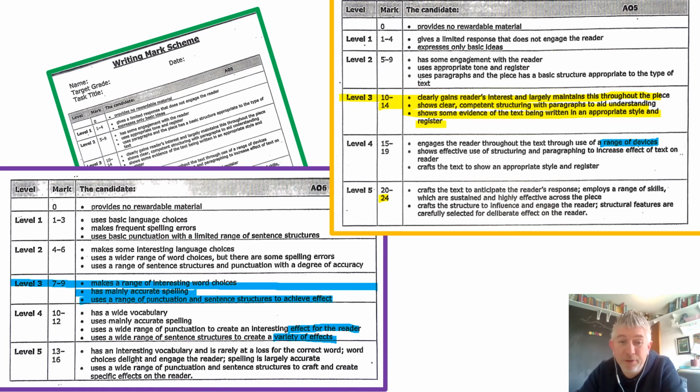covering a range of different styles. And finally, if you're going for level 5, going for the top, then your vocabulary has to be really, really exceptional. Engaging and delightful vocabulary is what it's looking for. Delight and engage the reader. So really push the boat out on your vocab if you're aiming for level 5. And obviously your accuracy in punctuation and spelling has to be really good too. Your punctuation needs a full range.